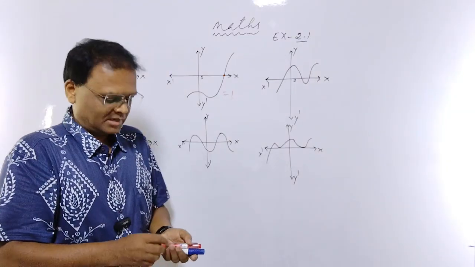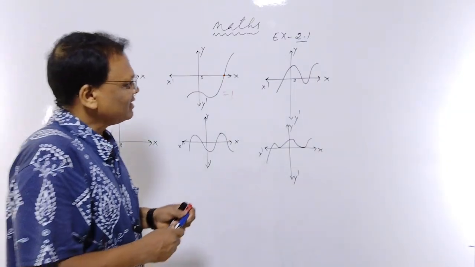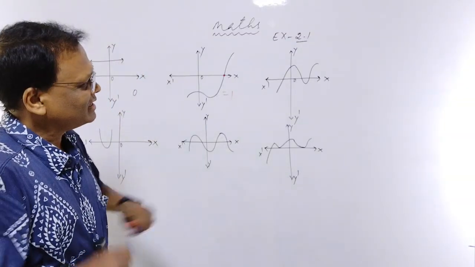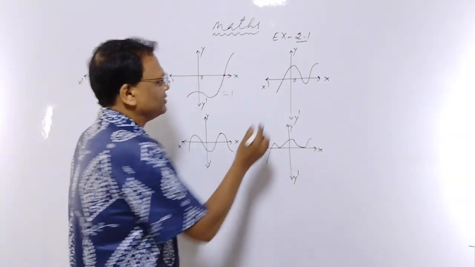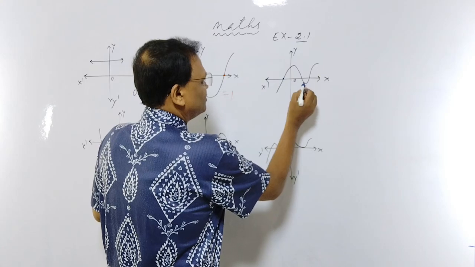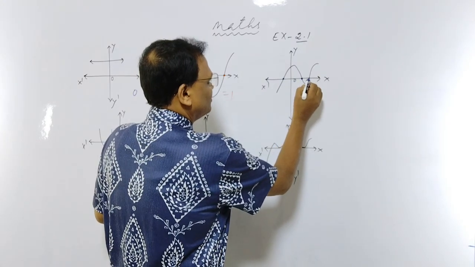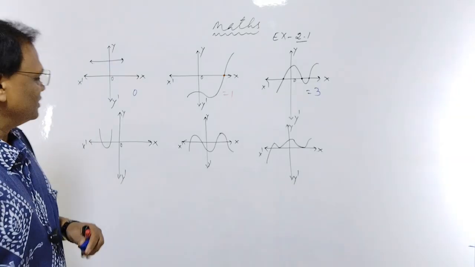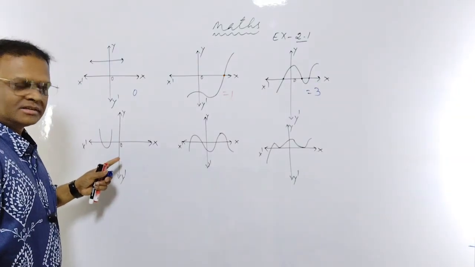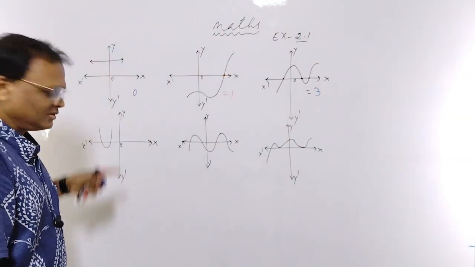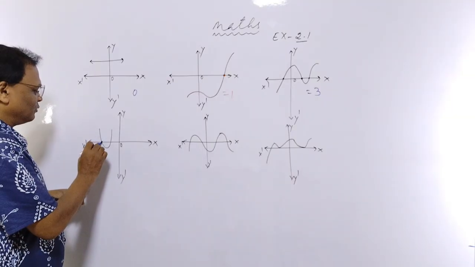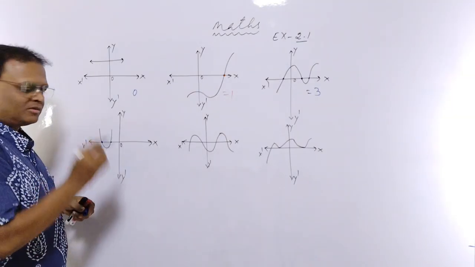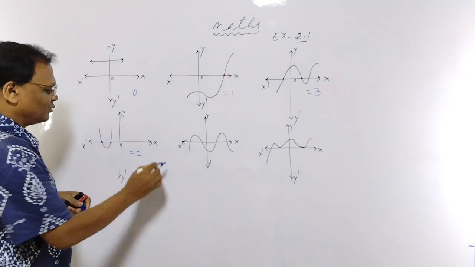Obviously, the third you can answer me. In the third case, the graph is intersecting at 3 distinct points. 1, 2, 3. Therefore, the number of zeros is equal to 3. And the fourth one, the graph is intersecting your x-axis at 2 different points. 1, 2. Therefore, the number of zeros is equal to 2.